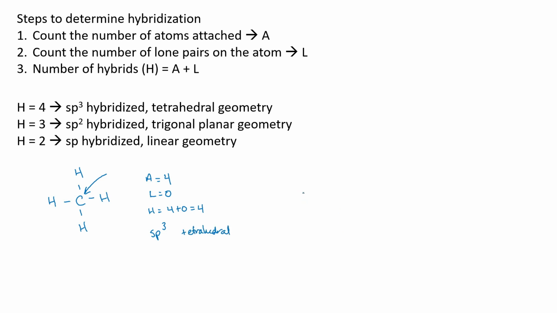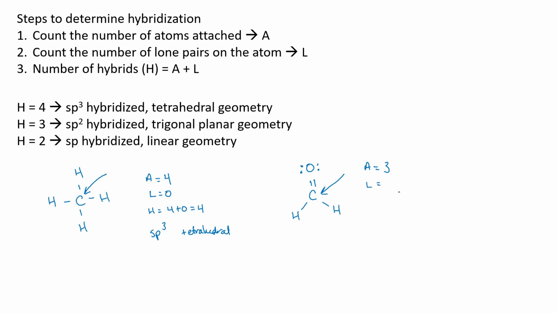Let's do another example. Let's take a look at formaldehyde. This is a carbon double bonded to an oxygen with 2 lone pairs and with 2 hydrogen atoms. Again, let's determine the hybridization on that carbon. Okay, our value for A is how many atoms are attached to this carbon, and I have 2 hydrogen atoms and 1 oxygen atom, so A equals 3. I need to count my number of lone pairs on that carbon.